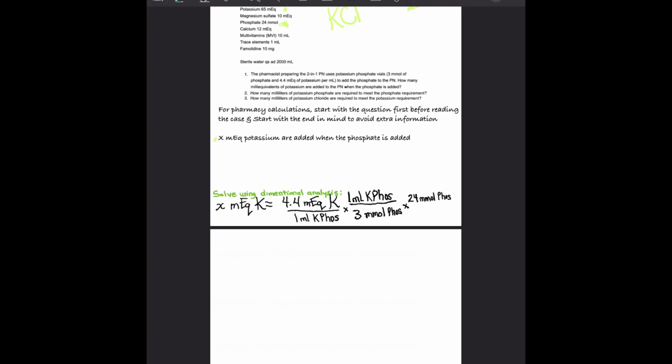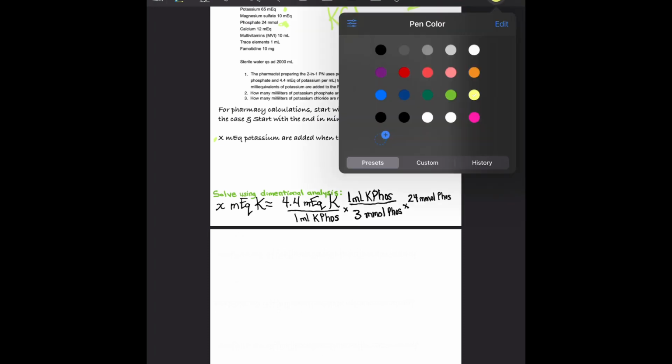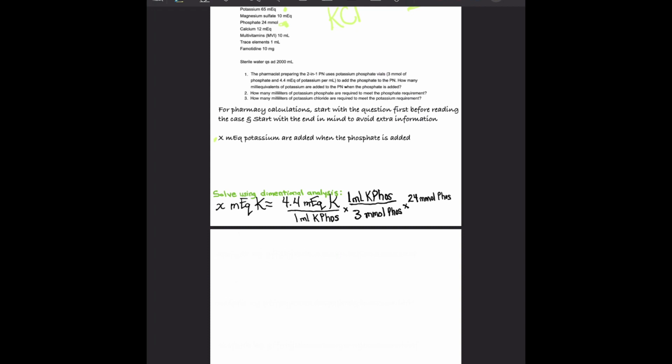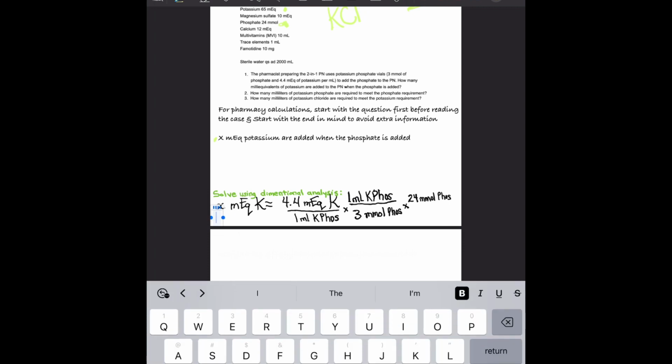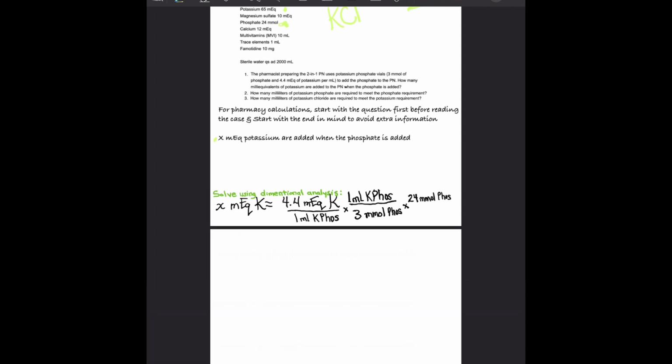Easier. Move this down a little bit. I'm just rewriting X milliequivalents of potassium. Here are the units that I'm trying to get, milliequivalents of potassium. So I'll search to see if I can find any of those, or wherever it says milliequivalents of potassium. Guess what? Oh my gosh, I have some milliequivalents of potassium up here. Let's redo this whole thing.